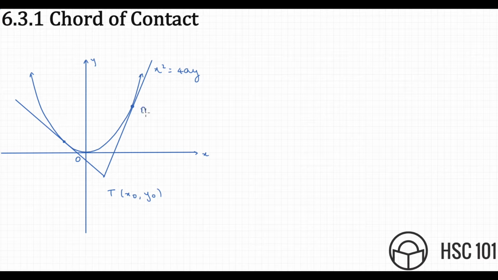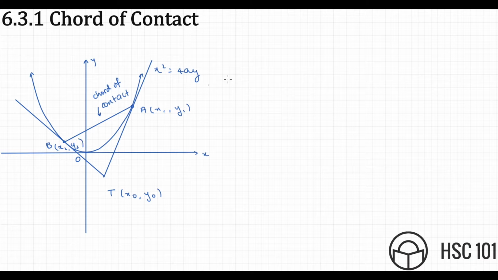If I label this as A and I label this as B, and if I join them together, this resulting chord, I know that's just a chord because it's just a line joining two points, but because of this specific geometric setup, AB is known as the chord of contact, because it's the chord that joins the two points of contact together. Now, let's just say that A is given by x1, y1, and let's say that B is given by x2, y2.